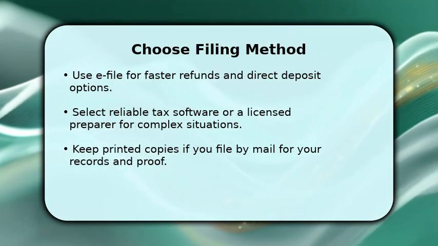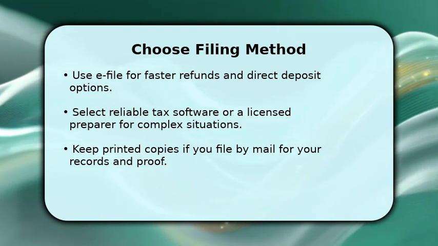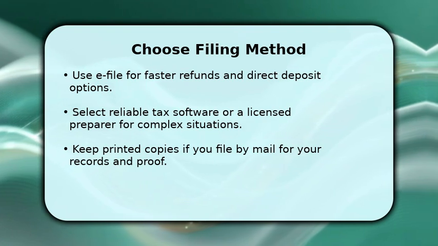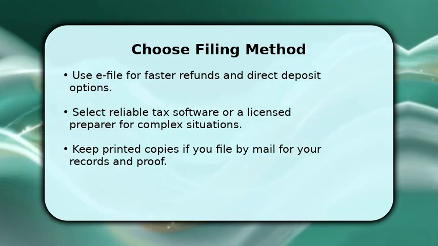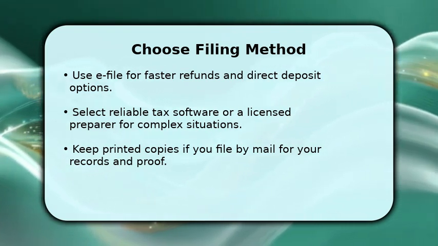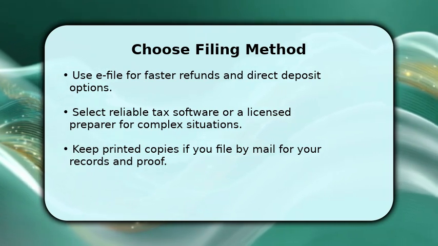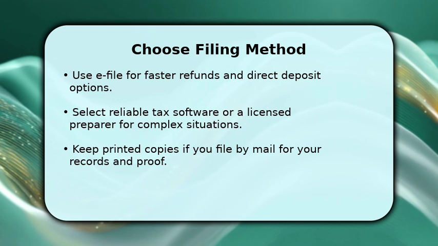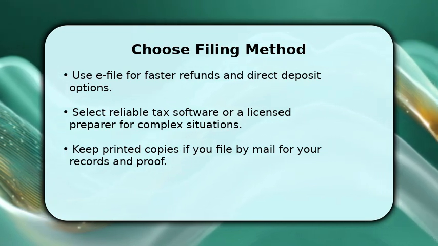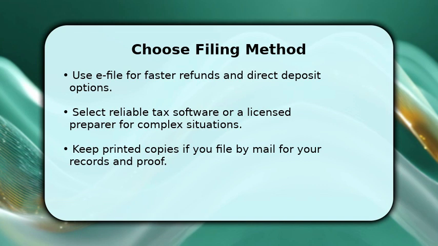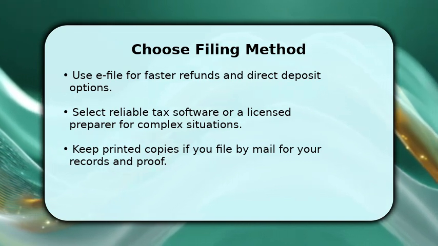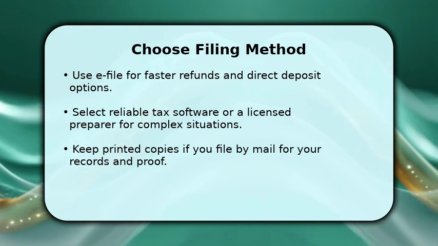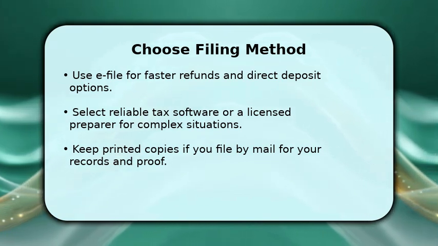Online filing is fast, secure, and often cheaper than paper filing, so start by selecting trusted tax software or a licensed preparer if your return is complex. Create an account, enter personal details exactly as on Social Security records, and input income from W-2s and Form 1099s. Double-check deductions and credits like education or dependent care. Then choose direct deposit for speed and accuracy before submitting your return.